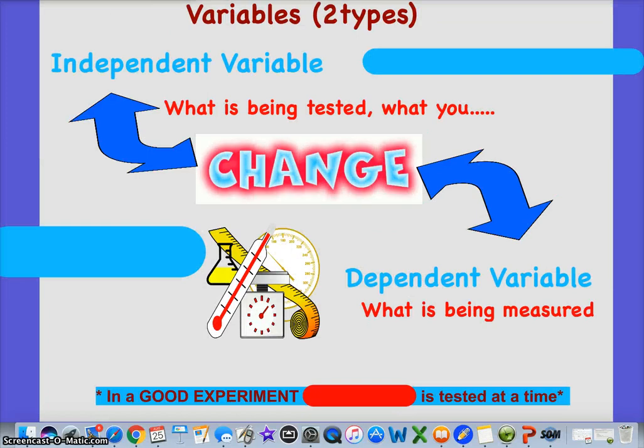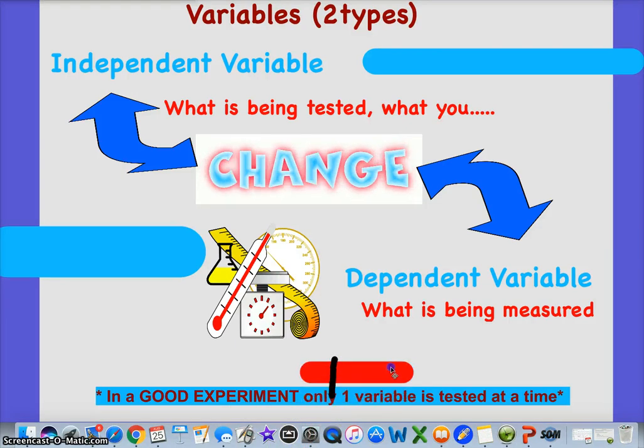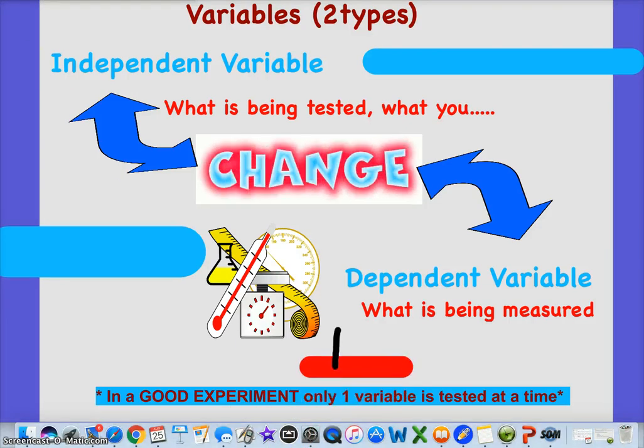How many variables should be tested at a time in a good experiment? One. And you are Melissa, correct? Good job, Melissa. Shout out to Melissa. If you test more than one thing, you will never know what caused that outcome to happen. So you only want to test one variable. If your variable doesn't give you the desired outcome, you try another one, okay? I have some examples coming up.